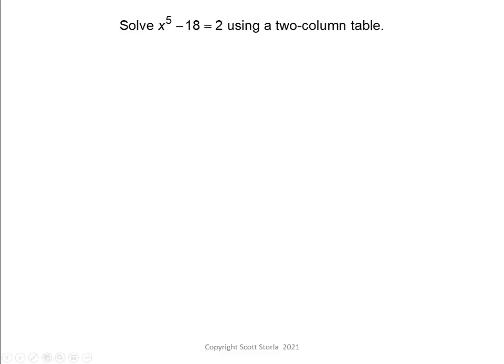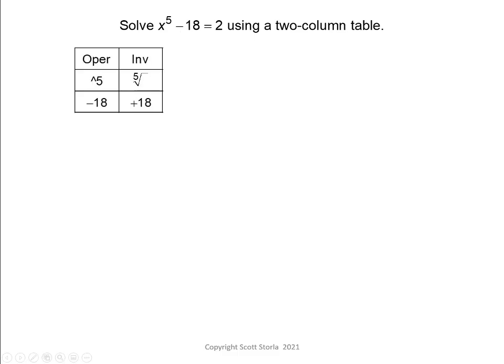Try this one. Again, we have two operators. Power will be first and subtracting will be second. So my left column will have power and subtracting. I'll then, in the right column, build my inverses. I don't have to worry about a positive and negative because the index is odd. I only have to worry about that when the index and therefore the power is even.